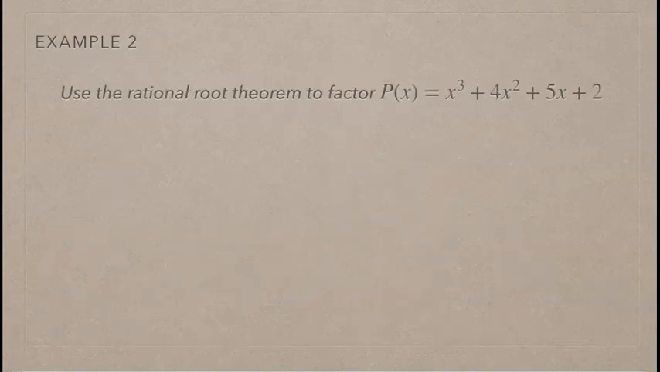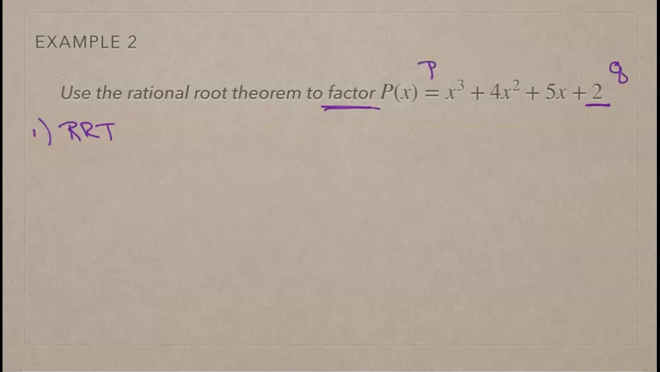We have this polynomial p of x, and we want to use the rational root theorem not only to find the possible rational roots, but to factor the whole thing. This word factor means we want to break it up into all its pieces. So we're going to start by using the rational root theorem. Step 1 is to use the rational root theorem, and we're going to list the factors of q over the factors of p.